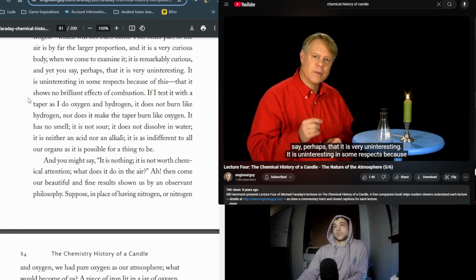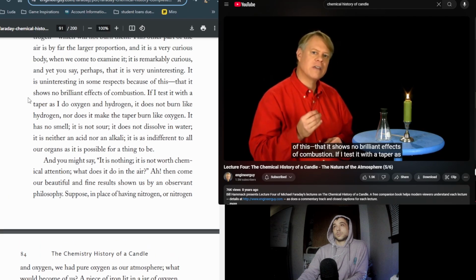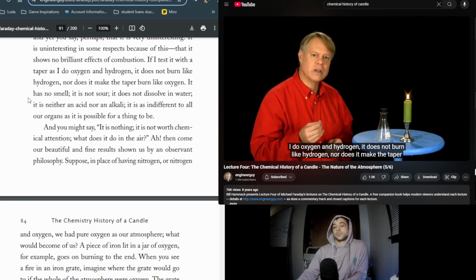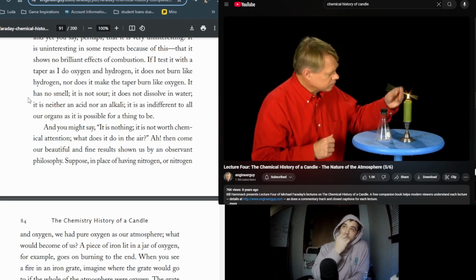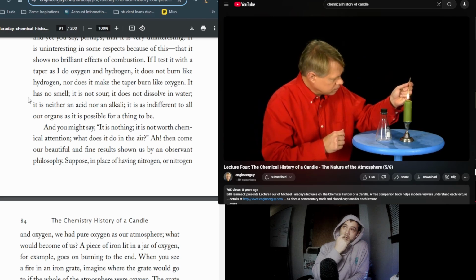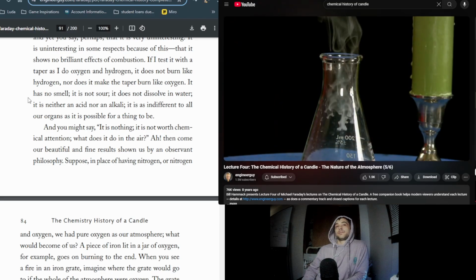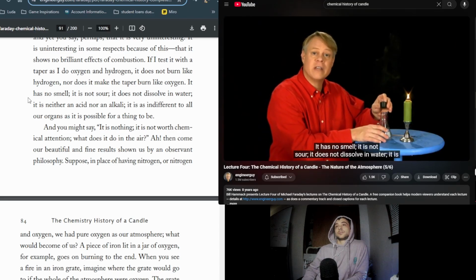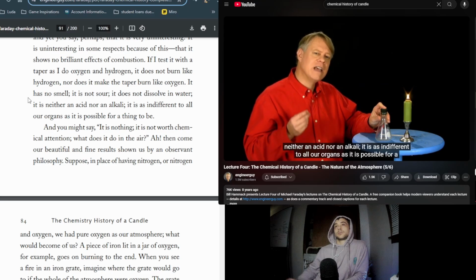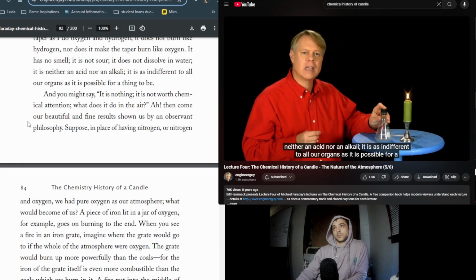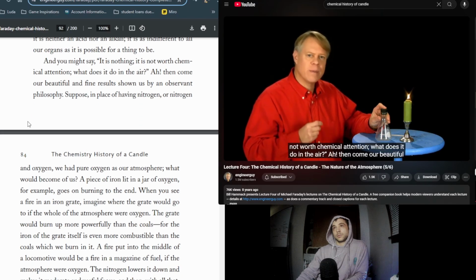It is uninteresting in some respects because of this, that it shows no brilliant effects of combustion. If I test it with a taper as I do oxygen and hydrogen, it does not burn like hydrogen, nor does it make the taper burn like oxygen. It has no smell, it is not sour, it does not dissolve in water, it is neither an acid nor an alkali. It is as indifferent to all our organs as it is possible for a thing to be. And you might say, it is nothing. It is not worth chemical attention.